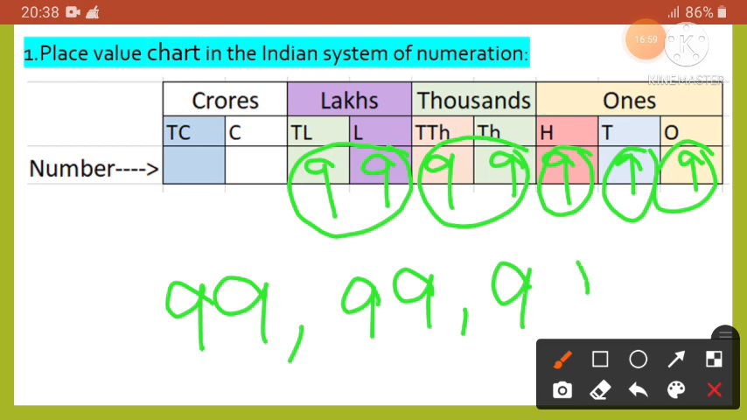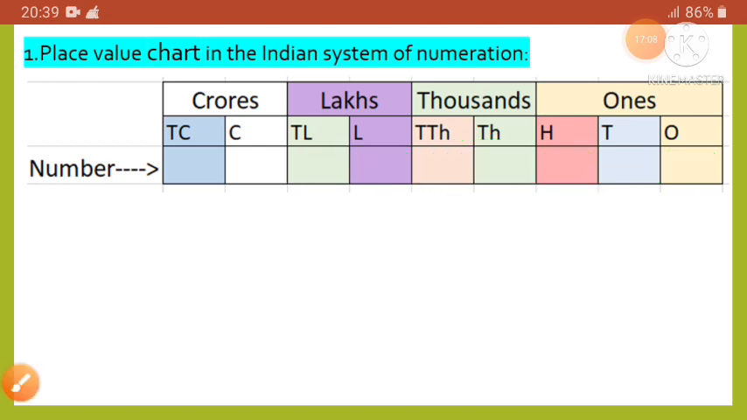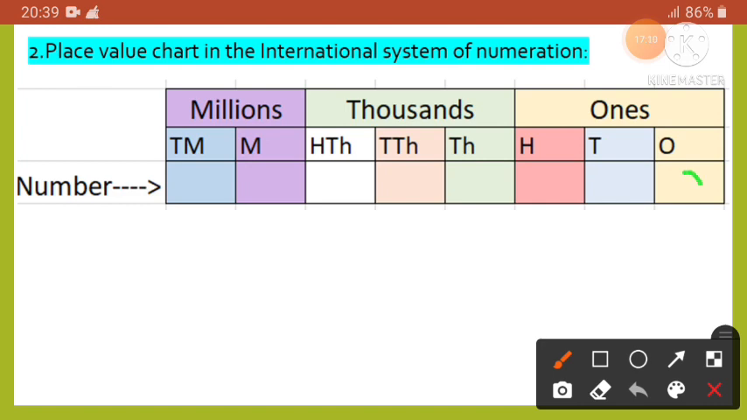In figures we can write it that way: 99, then comma, 99, then comma, then 999. Okay, and if we want to place this number in the international system of numeration, it will be 9 9 9 9 9 9 9 in columns 1, 2, 3, 4, 5, 6, 7.